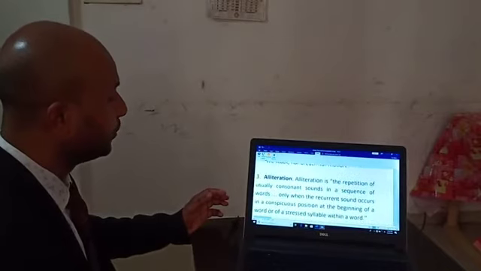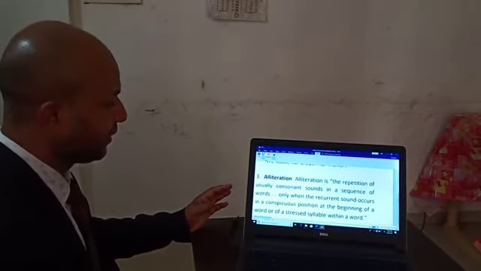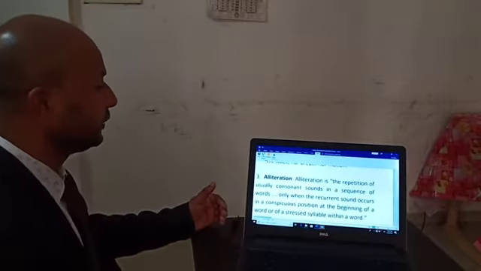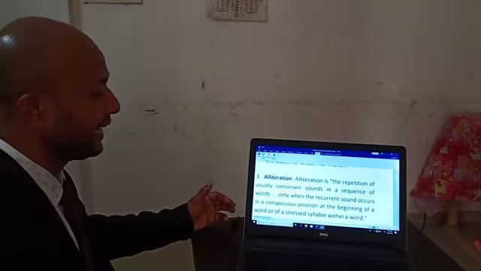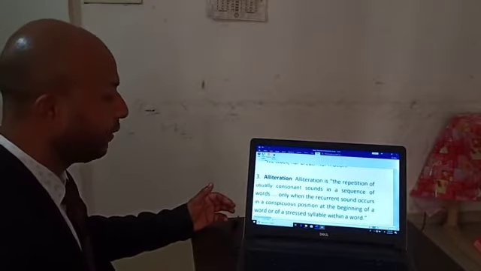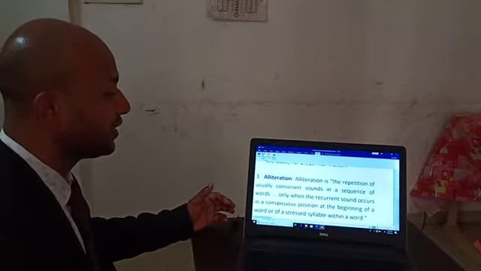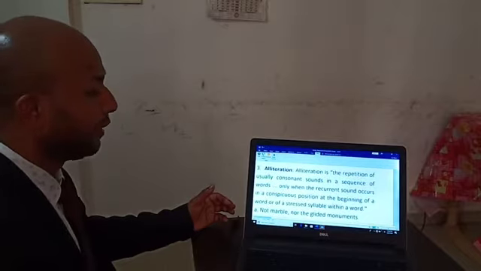Then we go to alliteration. Alliteration is a very common figure of speech. Hope you have already understood this, but still I want to tell you. Alliteration is the repetition of usually consonant sounds in a sequence of words, only when the recurrent sound occurs in a conspicuous position at the beginning of a word or of a stressed syllable within a word.